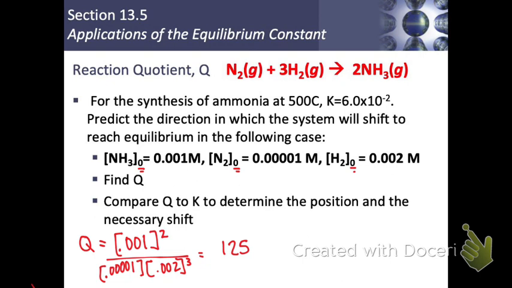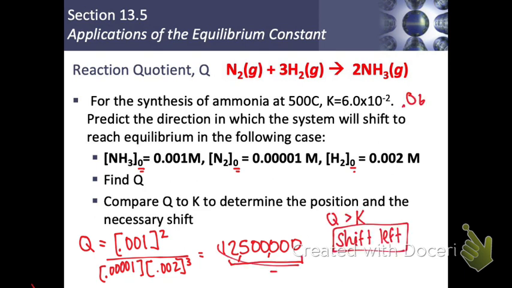I got a lot, like 12.5 million maybe? I don't know. Is that the same as what you had? Our Q value came out huge, huge, huge. It was greater than K, and we need to shift left.